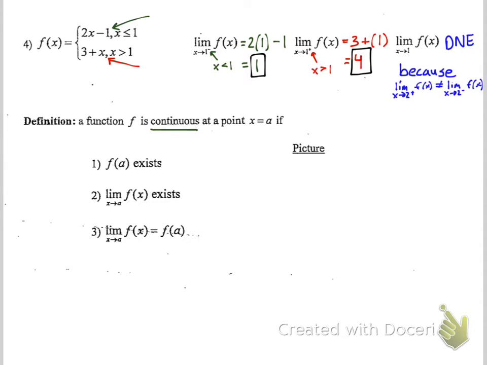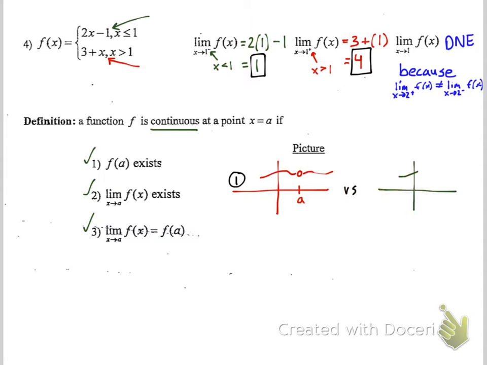So we're going to move on and talk about what it means to be continuous. There are three things. First of all, a function must exist at that point for it to be continuous. Secondly, the limit has to exist. And thirdly, the function has to be equal to the limit at that point. Let's talk about all three of these in terms of pictures.